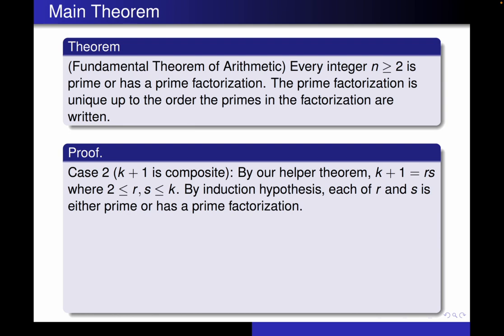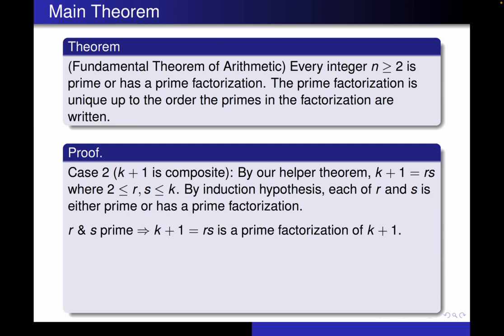By our induction hypothesis, each of r and s is either prime or has a prime factorization. Remember, any number between 2 and k, by our assumption, has a prime factorization. Since r and s are between 2 and k, each of them has a prime factorization, or it could be prime, right? So that gives us 4 possibilities. One possibility is both the numbers are prime.